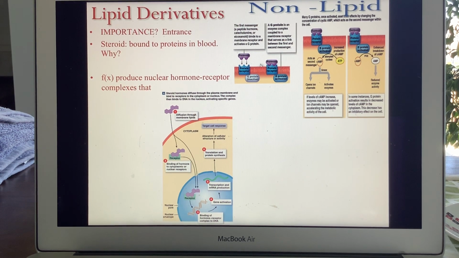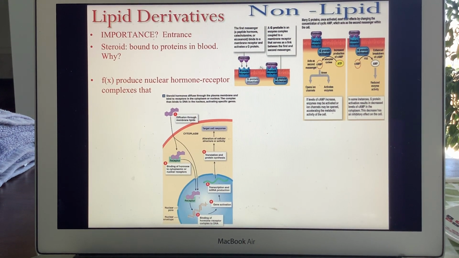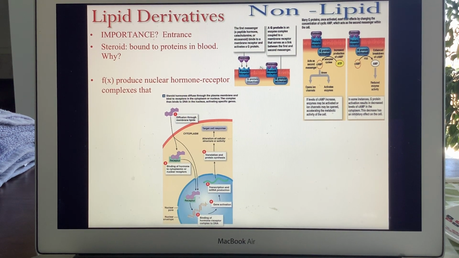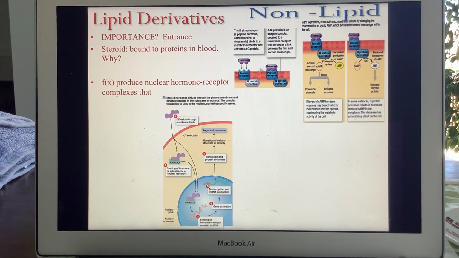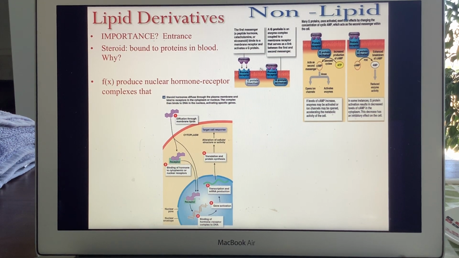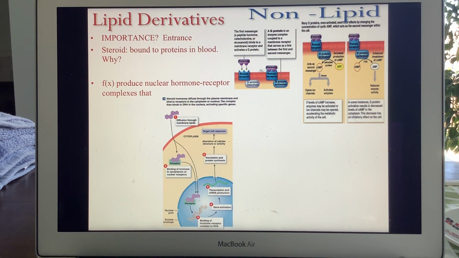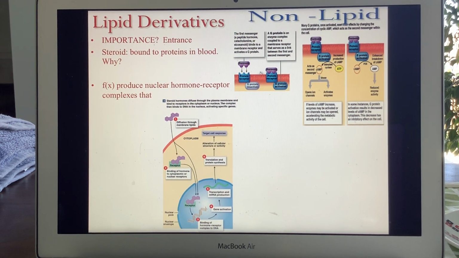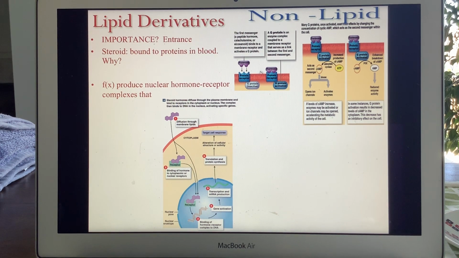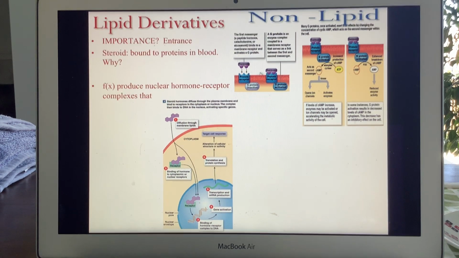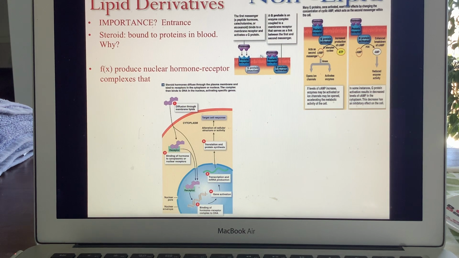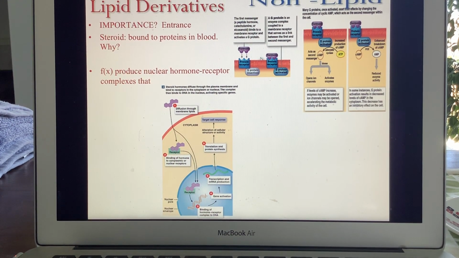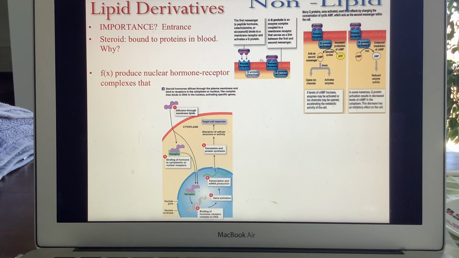But to get into a cell, they slide through the membrane because they're lipid. They're going to go through the nuclear membrane, and they are going to make a hormone receptor complex in that nucleus that's going to cause activation of genes that's going to result in transcription, which results in translation, which involves a protein being formed. When we talk about that protein being formed, it's going to normally be an enzyme that's going to alter cellular activity because that's what hormones do.